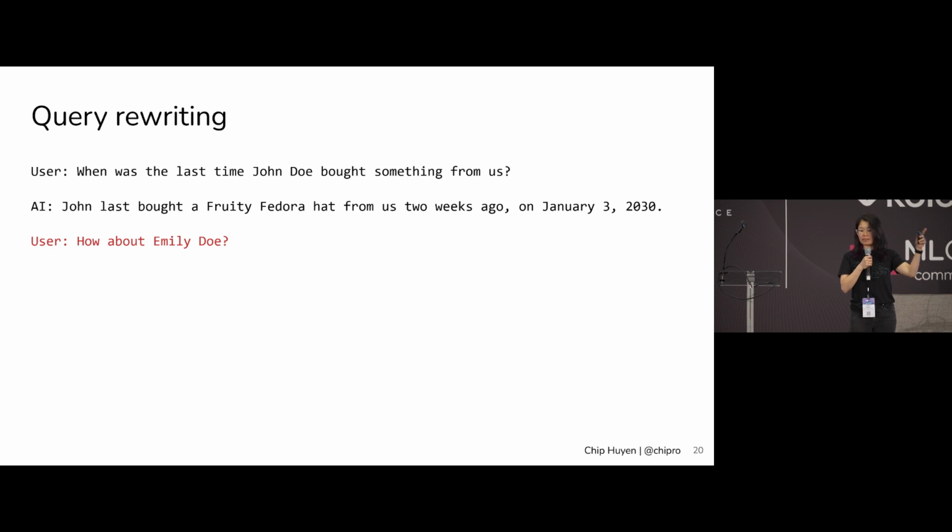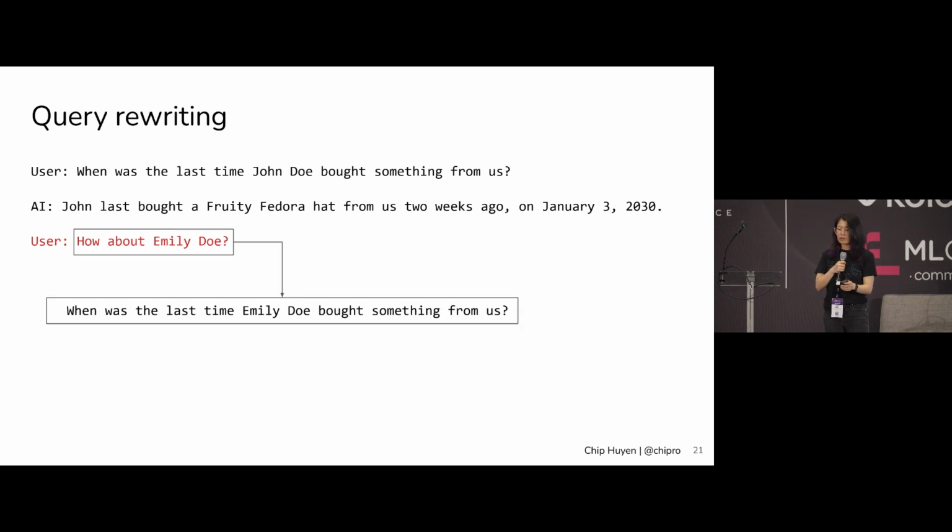Here's an example. The user first asks, when was the last time John Doe bought something from us? And then the follow-up question is, how about Emily Doe? If you try to retrieve documents using "how about Emily Doe," you get something very irrelevant. So you would try to rewrite the query into something like this: when was the last time Emily Doe bought something from us?